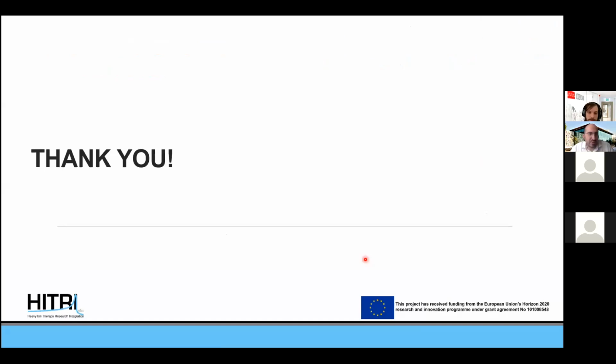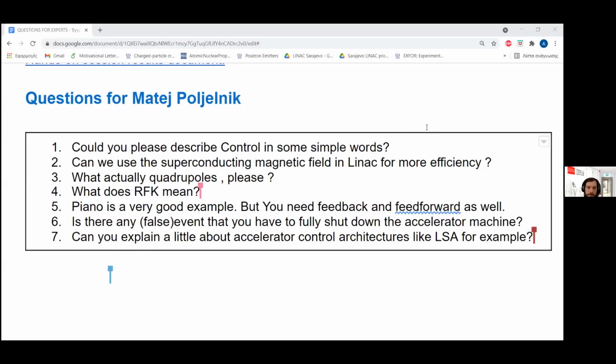Okay, thank you so much, Matej, for your very interesting presentation on these control systems. We'll take a few moments for questions. Okay, could you please describe control in some simple words?